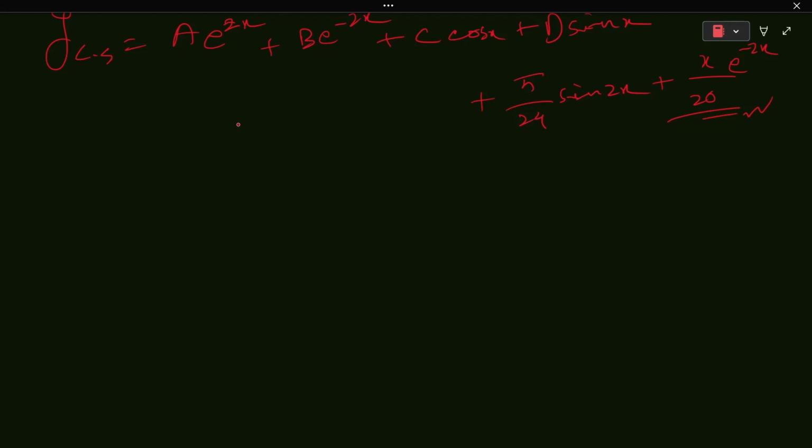Okay, so let's try to solve another problem. After that, I will give you some assignments. Okay, let's try to solve one problem again. So here it is: d square minus d minus 2 into y is equal to sin x.